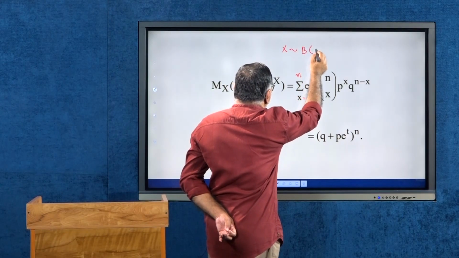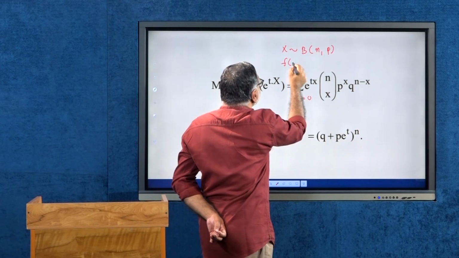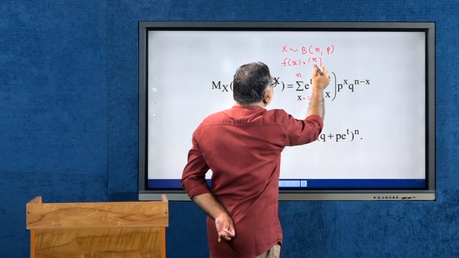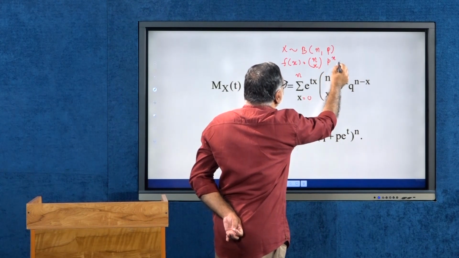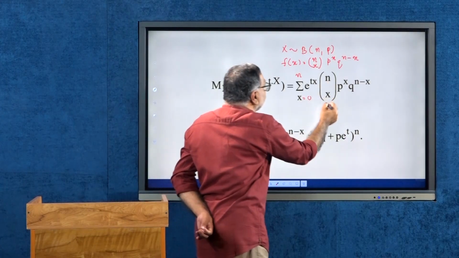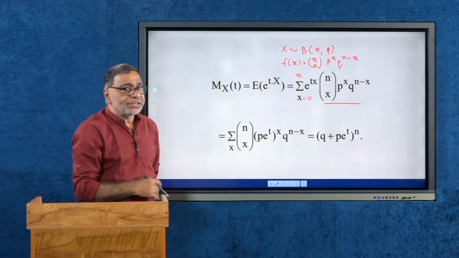we have f of x, that is nCx p power x q power n minus x. So, substitute f of x here, and this is our moment generating function.